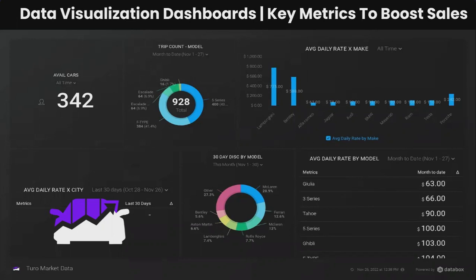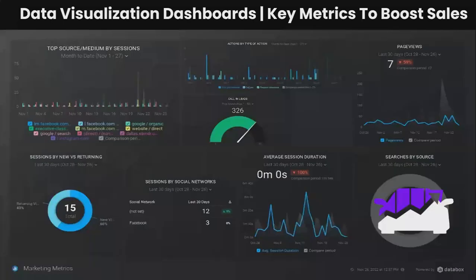We can look at the average daily rate by cities, by model. We can look at the discounts that are being offered, 7-day, 3-day, 30-day, and we can know what our competitors are offering. We can see what the star rating is for a particular vehicle. Just a lot of very helpful, useful, absolutely critical information.